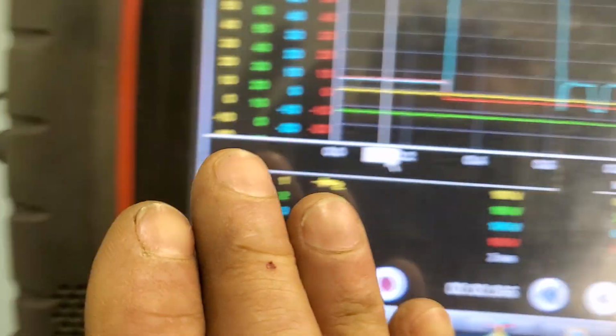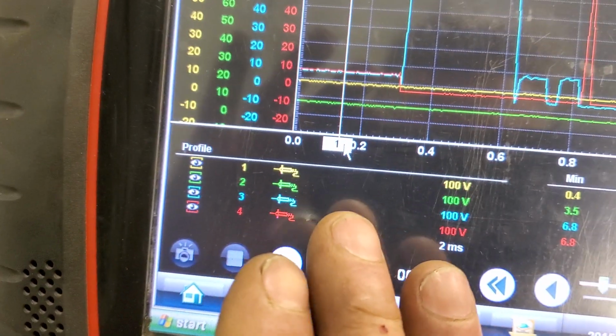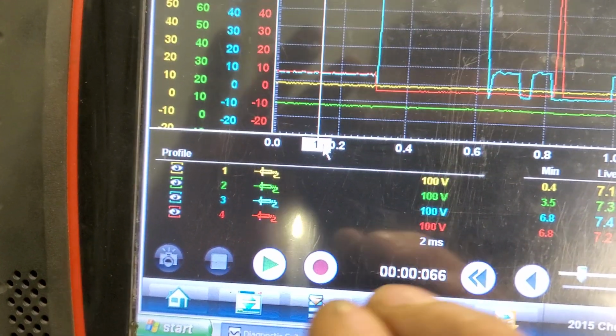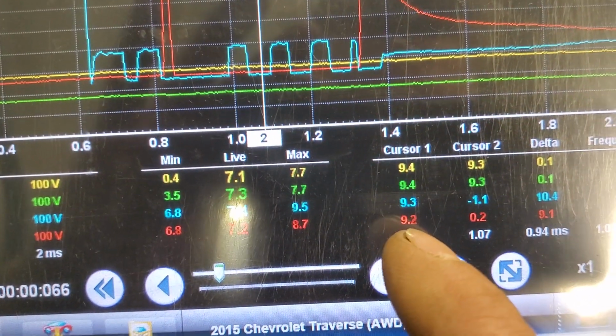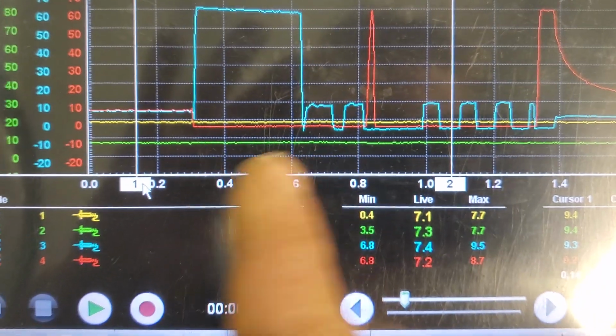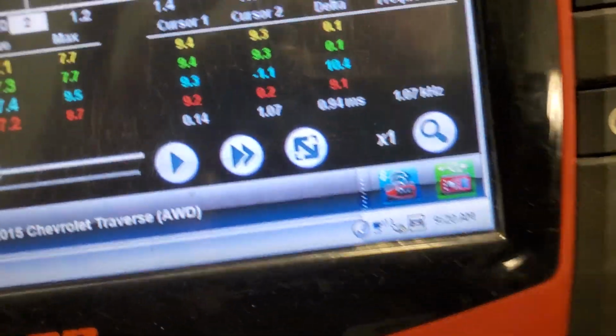9.3. So the voltage is fixed at a little under battery voltage. I assume that's normal, guys, because our other injector is the same. But we had no activity from the ECU. Now let me zoom this out.